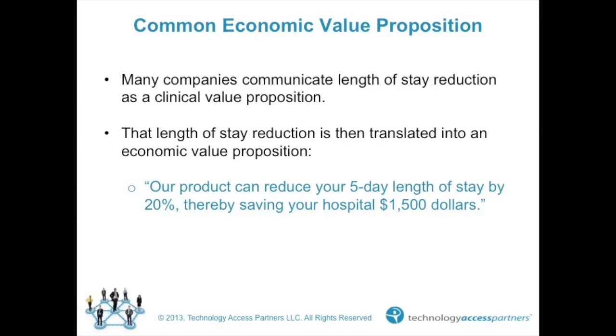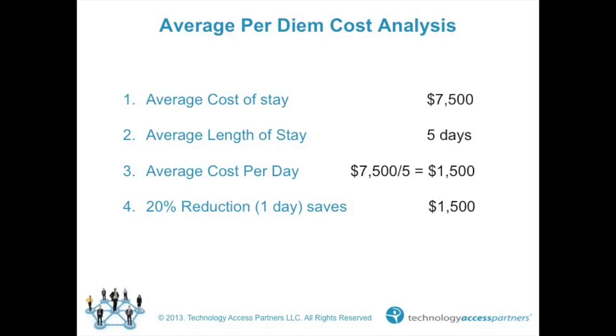Now, how did they arrive at that $1,500? Well, at this point, most companies and most organizations, even hospitals themselves, oftentimes are using an average per diem cost analysis. An average per diem cost analysis works something like this. They accumulate all the costs for a group of patients for a particular procedure, total it up, divide it across the patients, and you get an average cost per stay or per patient, per discharge. Let's say that average cost per discharge or per stay is $7,500.